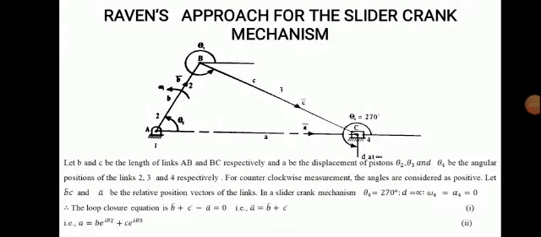My dear students, let us see. In the last class, we discussed Ravin's approach for the 4-bar mechanism. In today's class, let us see Ravin's approach for the slider crank mechanism. Draw a slider crank mechanism. AB is a crank, BC is the connecting rod, C is the slider.